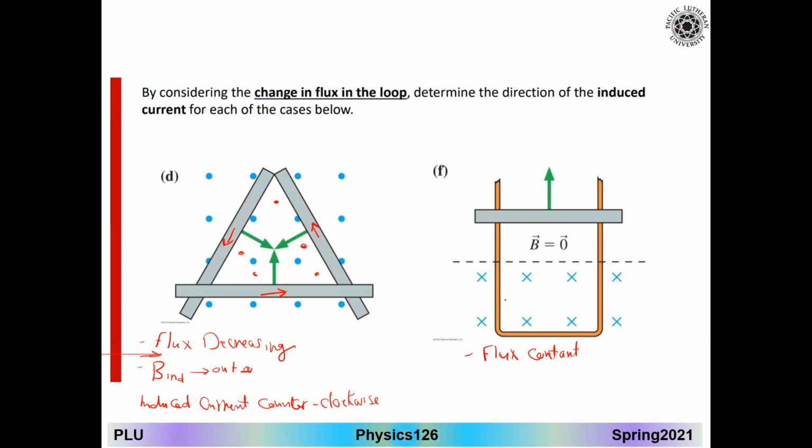Since the flux is constant, there's going to be no induced magnetic field, and there is no induced current.